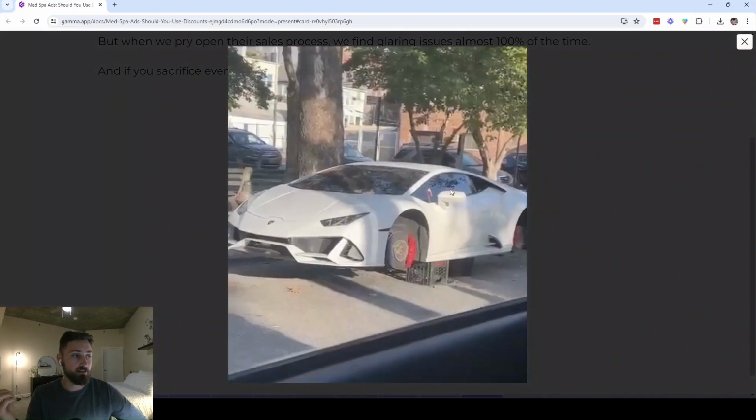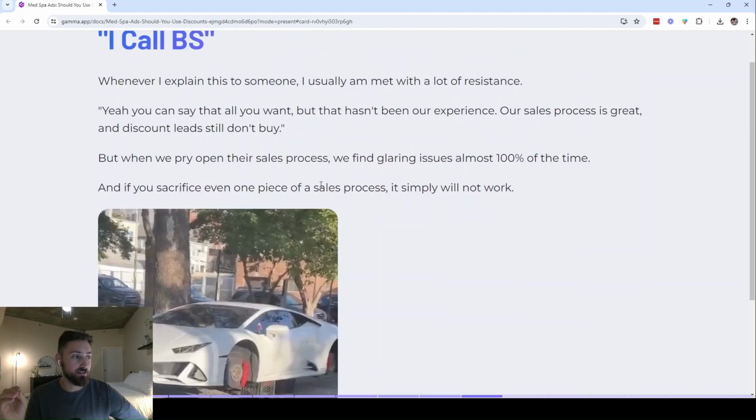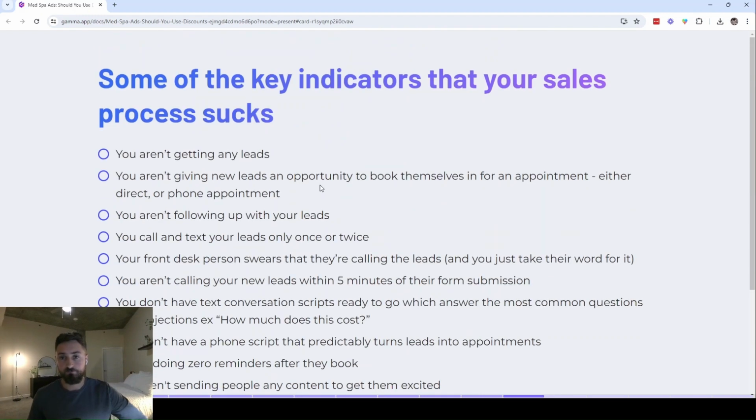And if you sacrifice even one piece of a solid sales process, it simply will not work, right? You have this amazing, this is a Lamborghini. I'm not much of a car person, but I'm pretty sure this is a Lamborghini, but it doesn't have the wheels, right? This car is not going anywhere without the wheels. It's the same thing with your sales process. If you're missing one integral piece of your sales process, you could be doing everything else perfectly and it won't work.